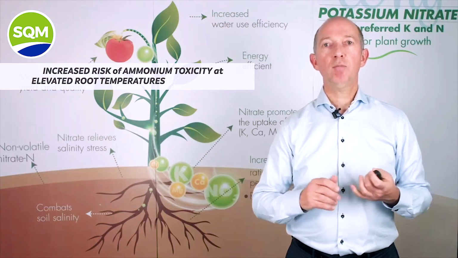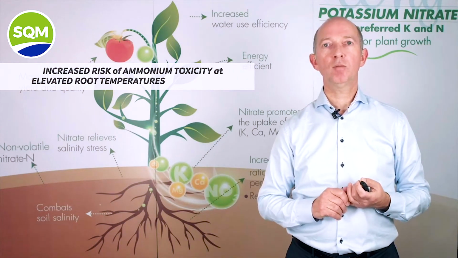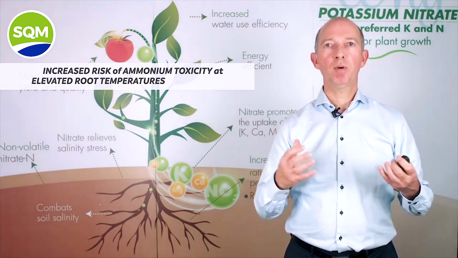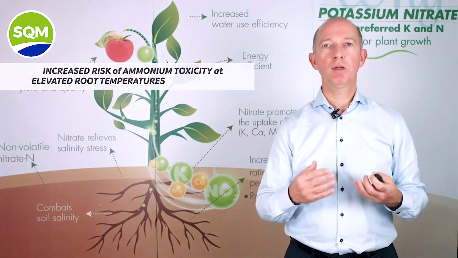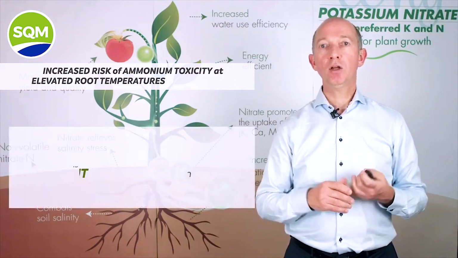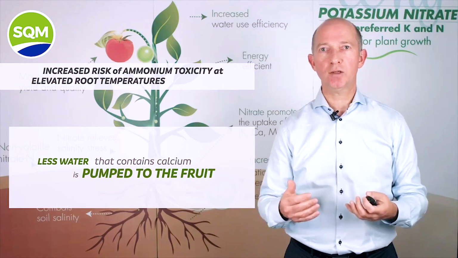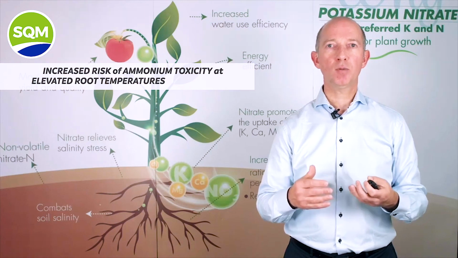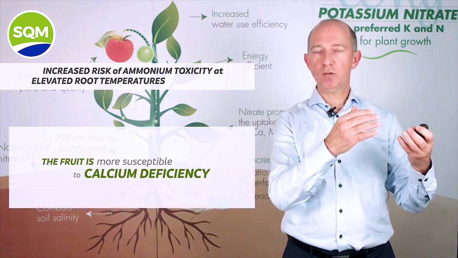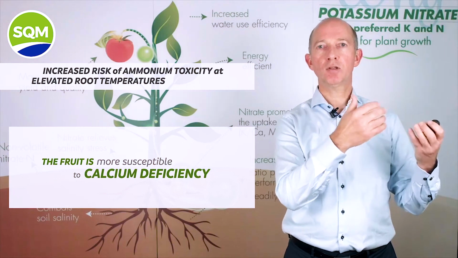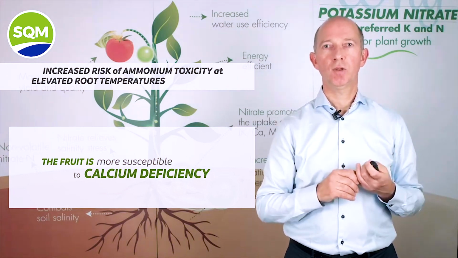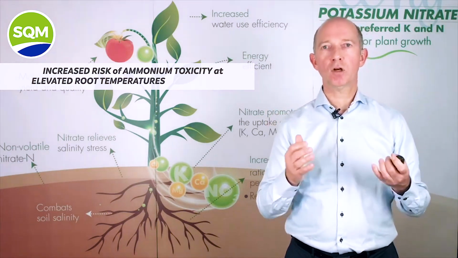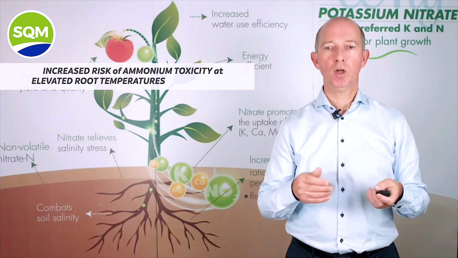A second negative impact of ammonium is that it reduces the power of this pump. The pump has less power to pump up the water that is directed to the fruit. It also means that less water that contains calcium is pumped to the fruit. So, with more ammonium, the pump is weaker, less calcium gets into the fruit, and therefore the fruit is more susceptible to calcium deficiency. Weaker fruits, and increased blossom end rot for those crops that are sensitive to blossom end rot, will occur.